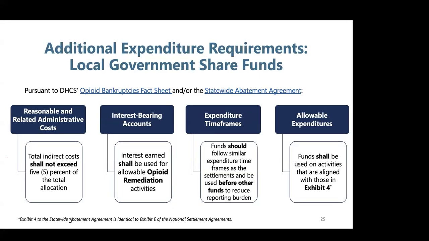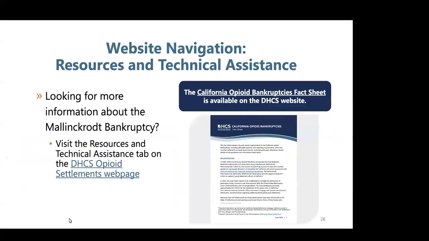And then allowable expenditures, they are required to be used on activities that are aligned with those in Exhibit 4. And again, Exhibit 4 is identical to Exhibit E of those national settlement agreements. Next slide, please.